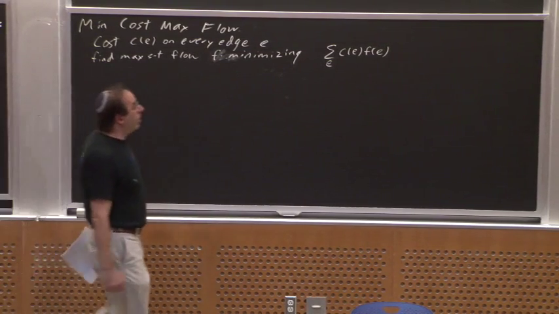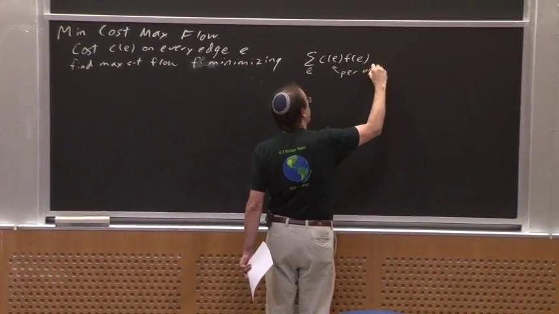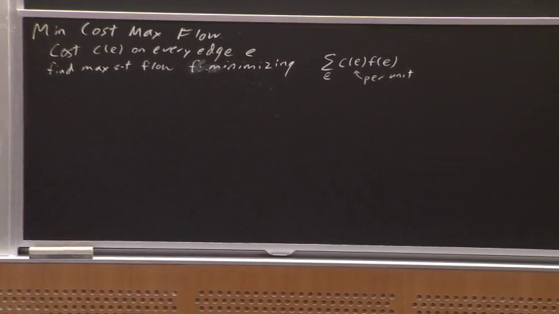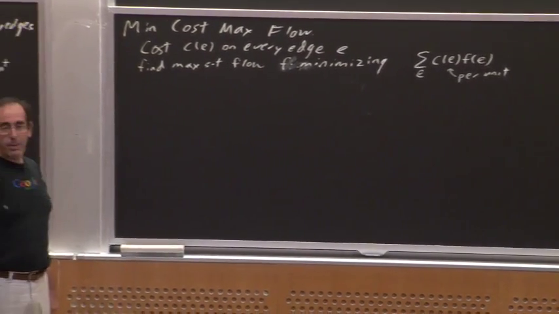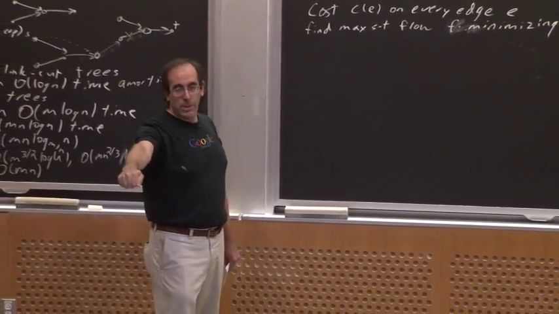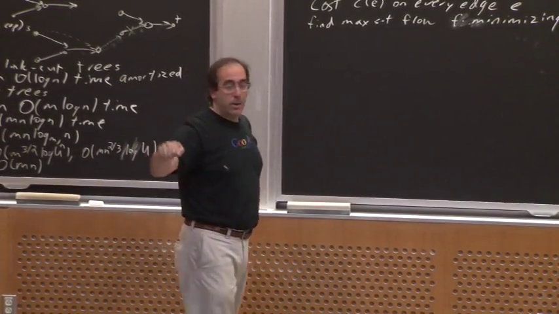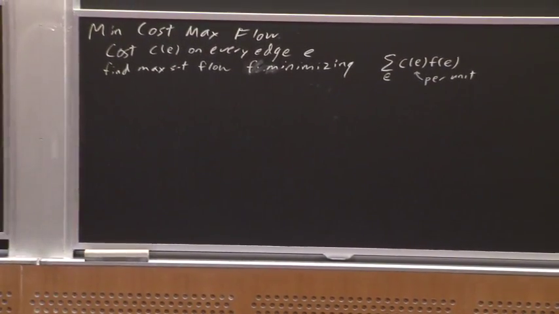Now, what's important to notice here is that this is a per unit cost. So if I send twice as much flow through an edge, it costs me twice as much. This is very different from a model in which you would say, well, you can buy this edge, and then you can send flow up to its capacity. Okay, that's not what we're studying, which is a good thing because that's NP hard. Okay, and so we are instead just looking at this per unit flow cost.